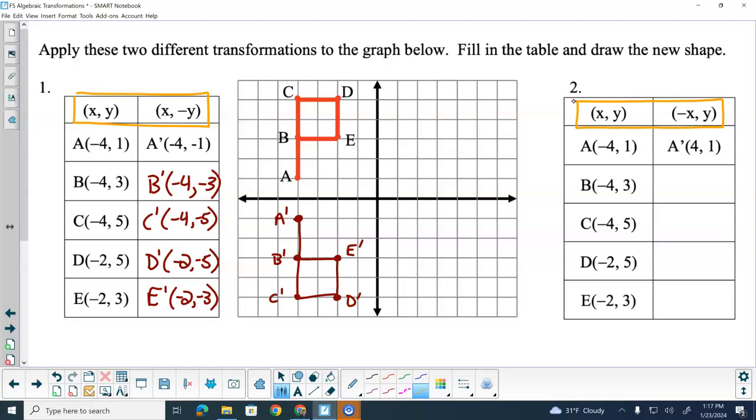A prime, we got done. B prime. 4 comma 3? Yep, it would be 4 comma 3. We're all the way back to you. C prime. 4 comma 5. Yeah. D prime. 2 comma 5. E prime.